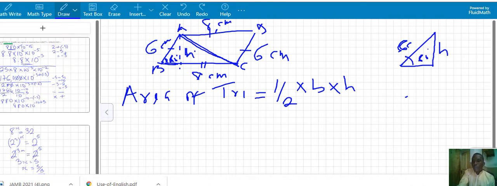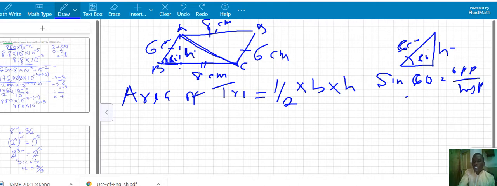Now this is opposite over what? Over the hypotenuse. This is the opposite, this is the hypotenuse. So it's going to give us sine what? Sine of 60 to be equal to opposite over the hypotenuse. That's the sine of an angle.